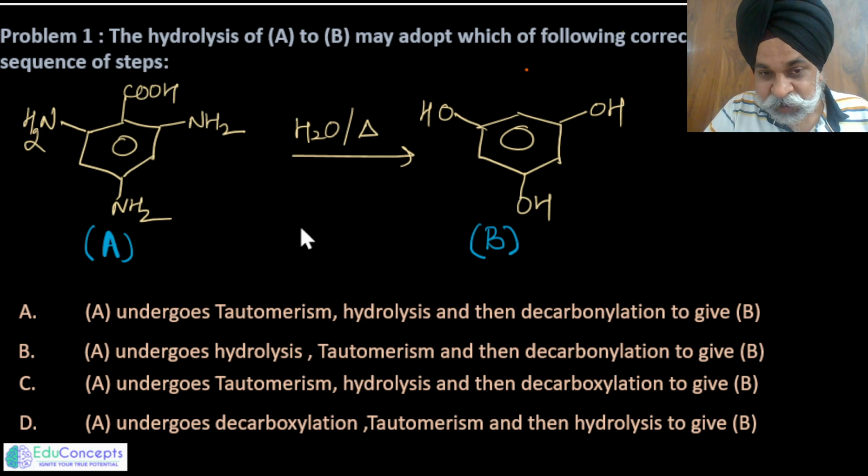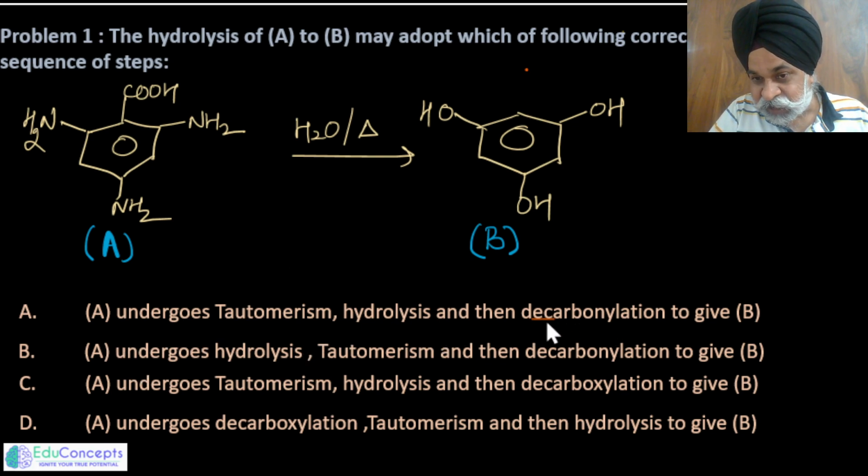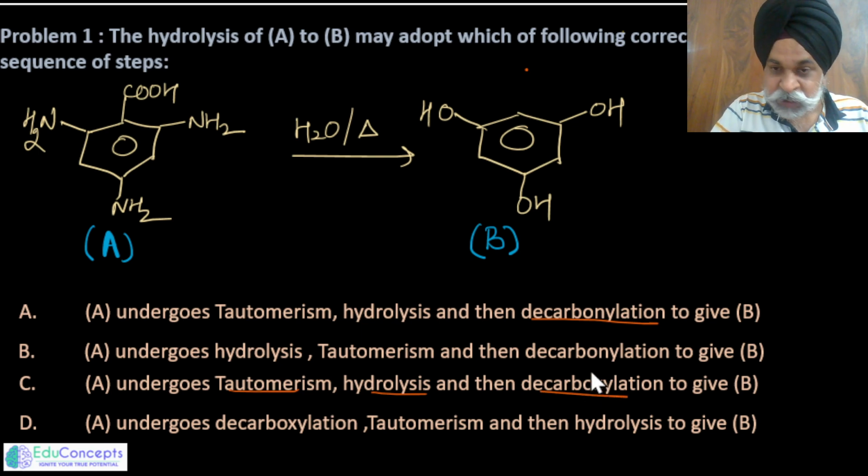The examiner is asking that A undergoes tautomerism, then hydrolysis, then decarboxylation. Somewhere they have also written tautomerism, hydrolysis, and decarboxylation. So let us go into the details of this particular question and see how we can address it.